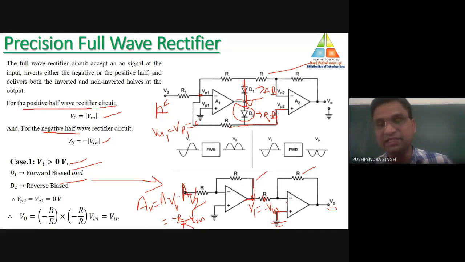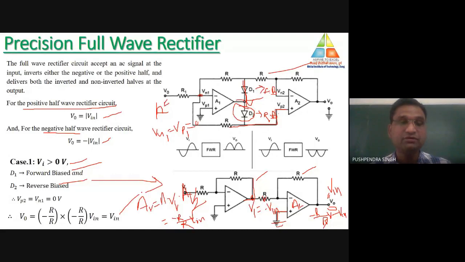Now this minus of Vin is supplied to the input terminal of A2. So what is the value of V0? V0 is equal to minus R by R times the input, and the input is minus of Vin. So minus and minus give plus, and R and R cancel out. From there, output is equal to input. So for the positive half cycle of the input signal waveform, we are getting the positive half cycle at the output terminal.